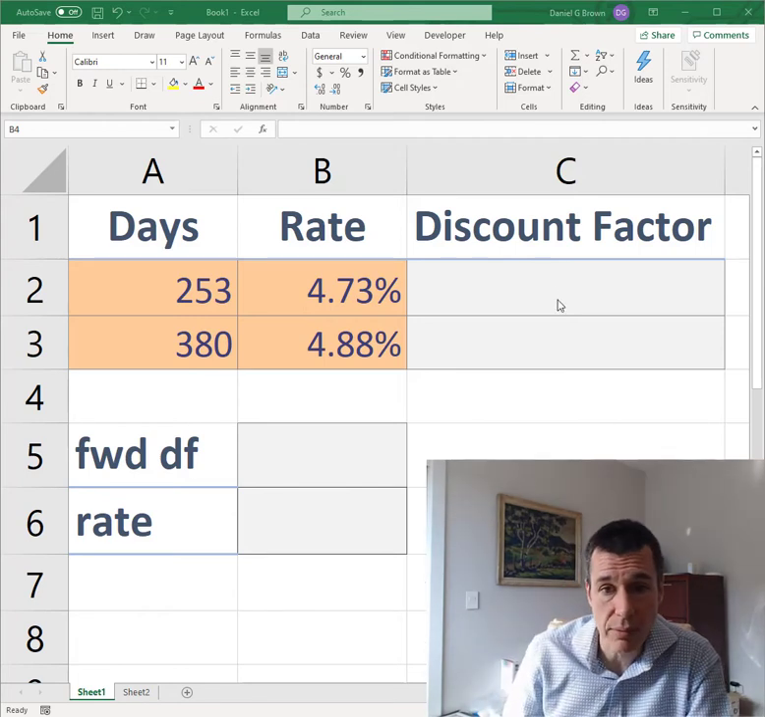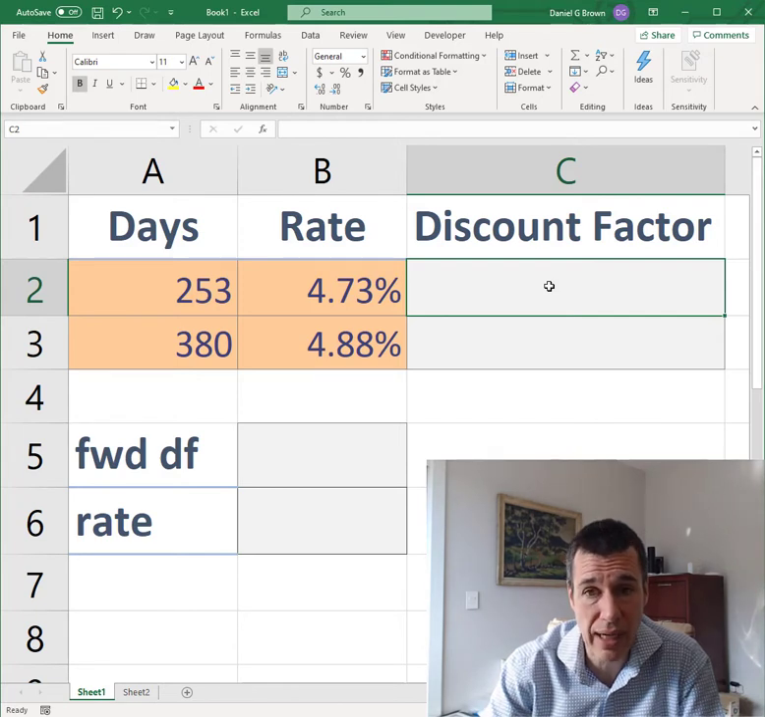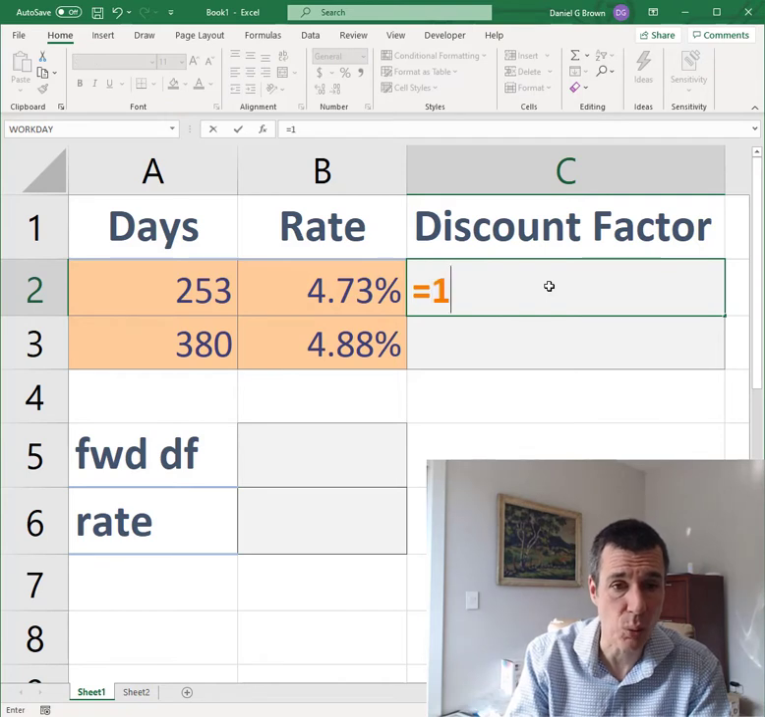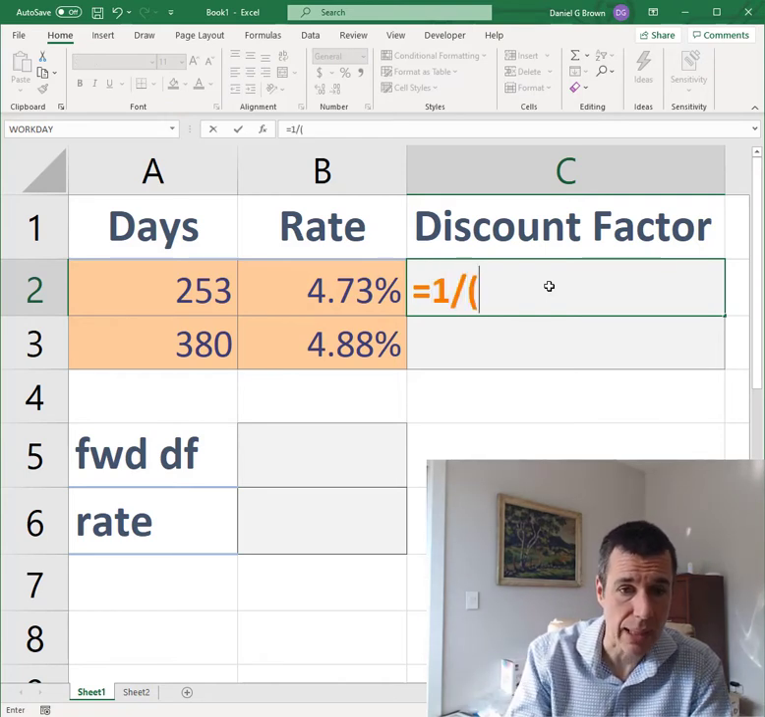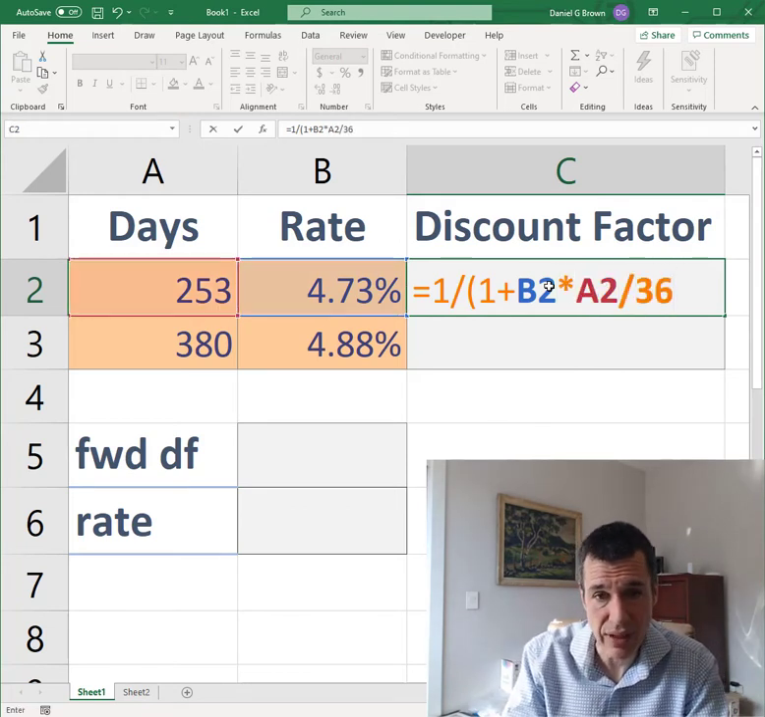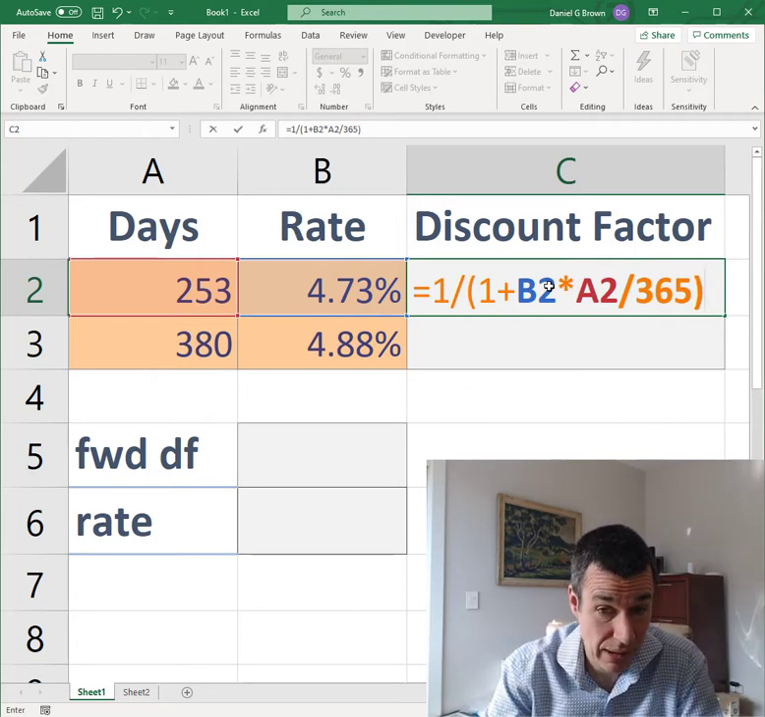Okay, so we need to calculate a couple of discount factors. Remember, these are actual over 365 rates. So the discount factor is equal to 1 divided by 1 plus the rate times the number of days divided by 365. If these were actual over 360 rates, we would use 360 here instead of 365.